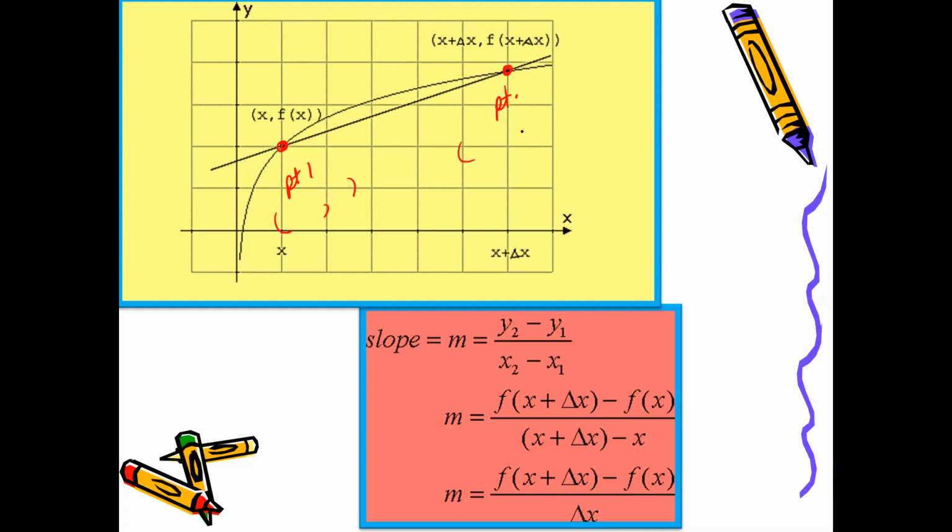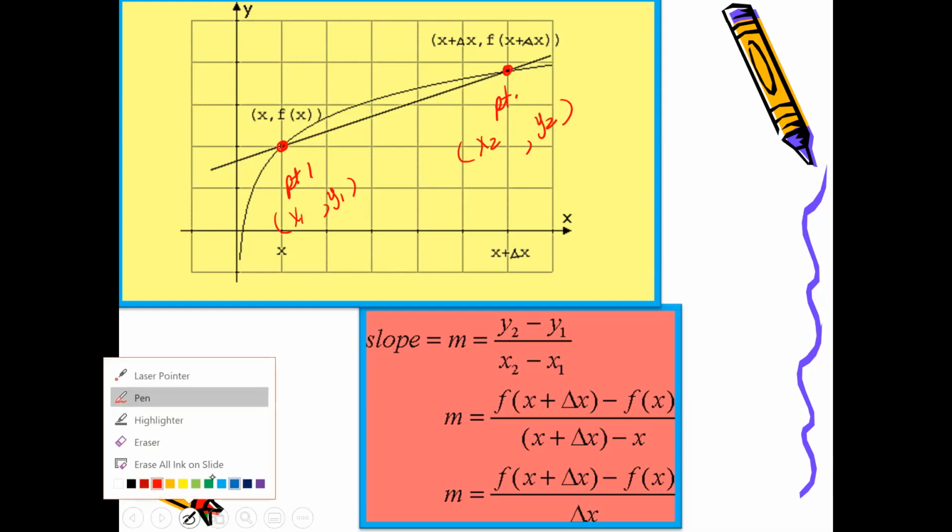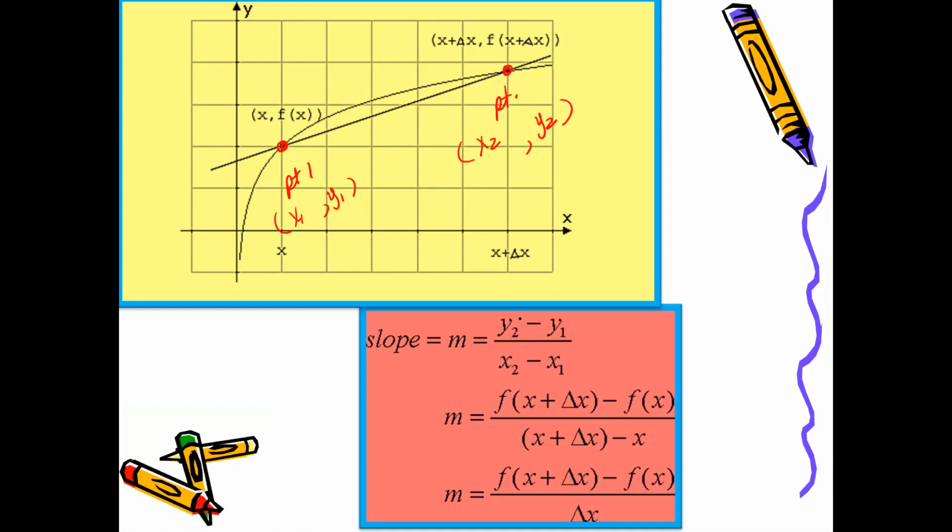With these two points, in algebra, you learn that this point is x1, y1, and this point is x2, y2, and the slope formula is as follows: y2 minus y1 over x2 minus x1, which is rise over run. This right here is your rise, and here is you running over.